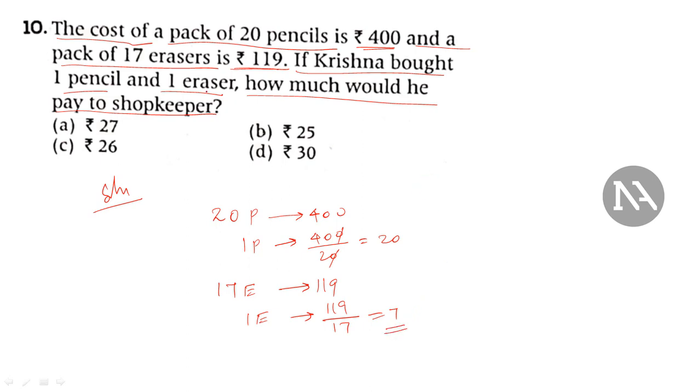In the question they are asking, if Krishna bought one pencil and one eraser, how much he would pay to the shopkeeper? So the amount Krishna pays to the shopkeeper is cost of one pencil plus cost of one eraser, that is 20 plus 7. So it is 27 rupees.